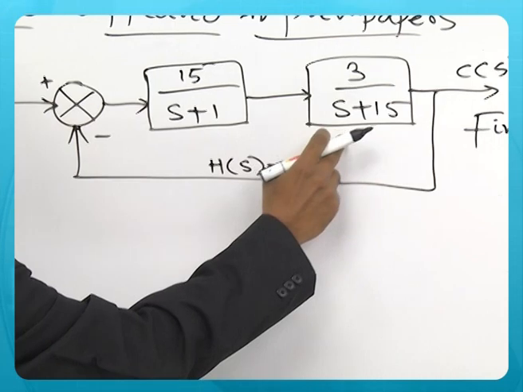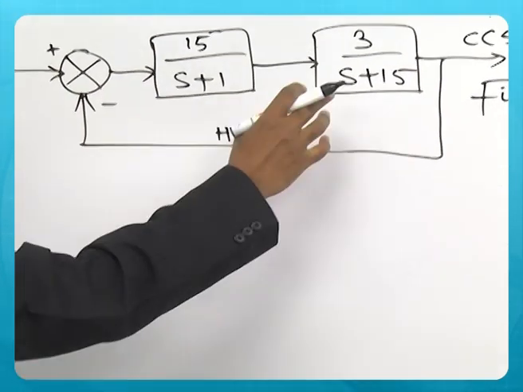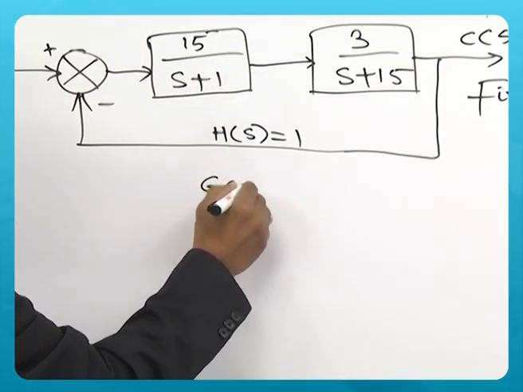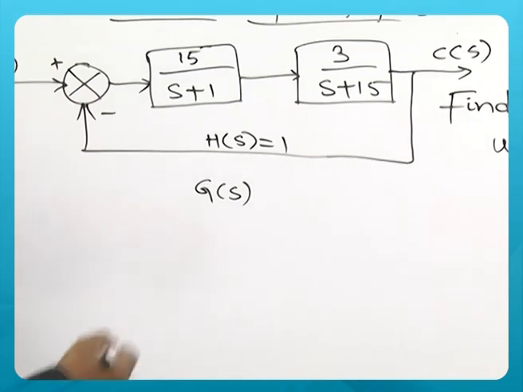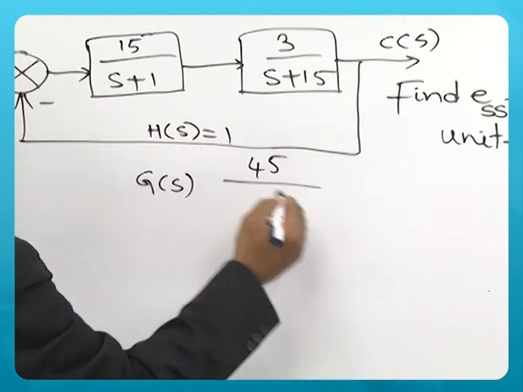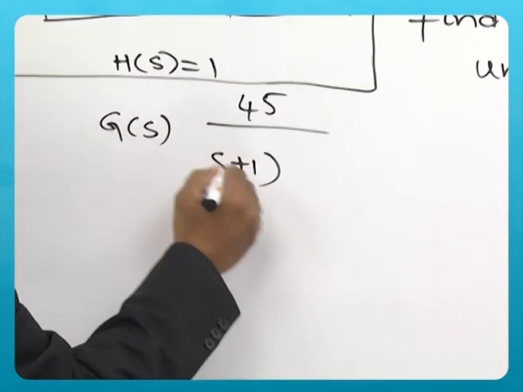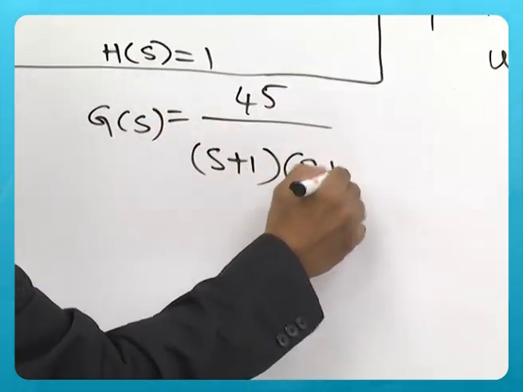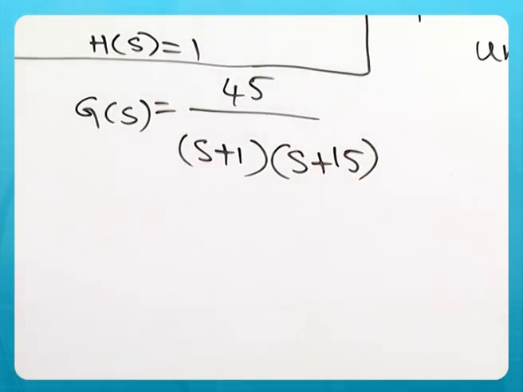So, these 2 blocks are in cascade, so the product of these 2 will be the G of s. So, 15 into 3, 45 by s plus 1 into s plus 15. So, this is the function now.